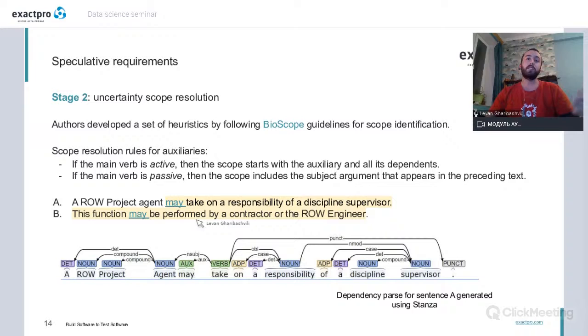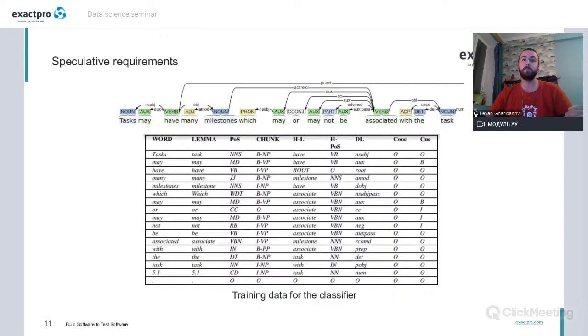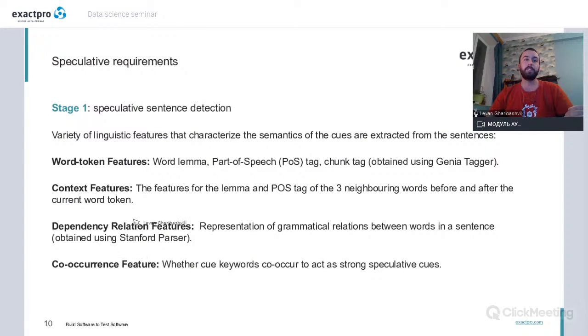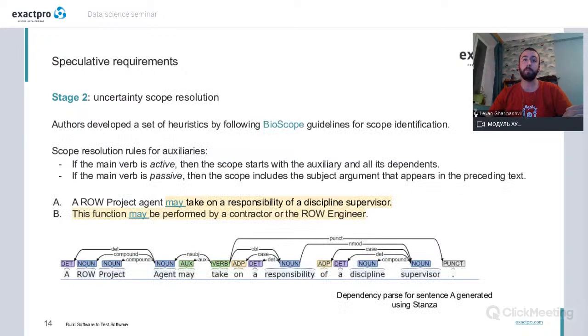For this algorithm, they used dependency parse information, which is the same as these dependency relation features. And they used the Stanford parser for that. You may be familiar with Stanza. Stanza is just the Stanford parser, but ported to Python.